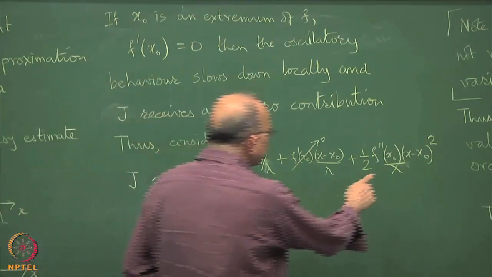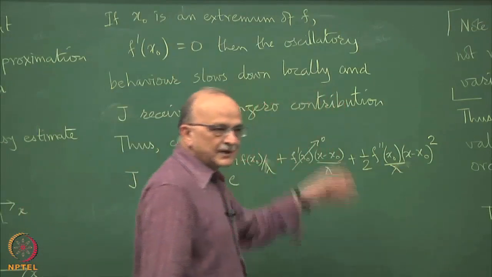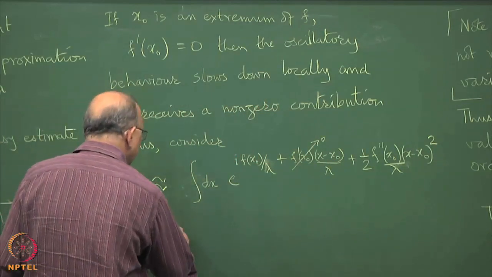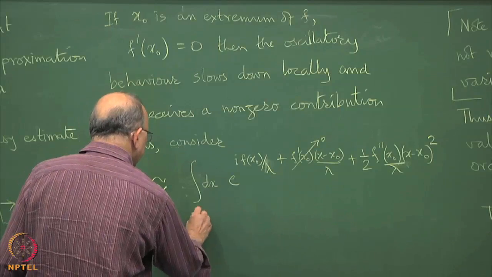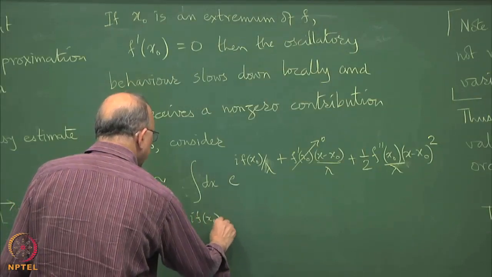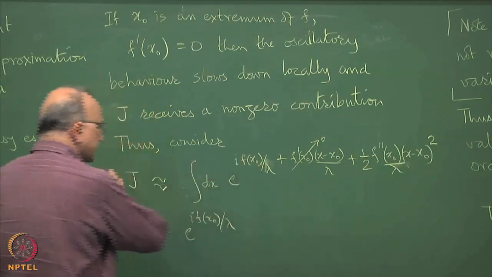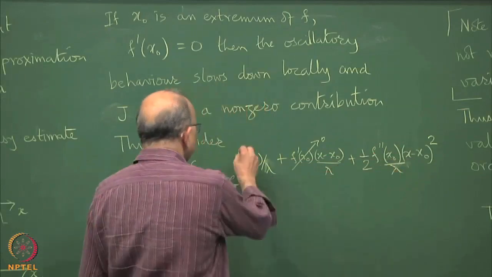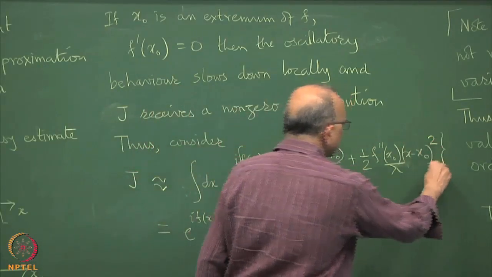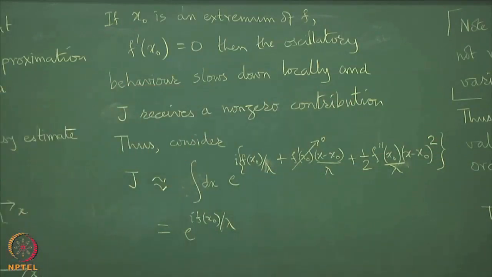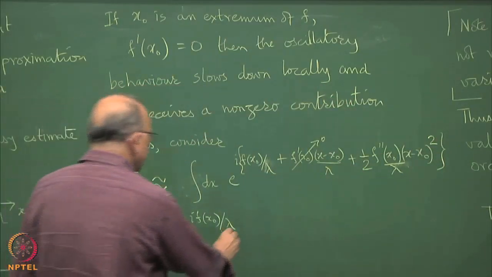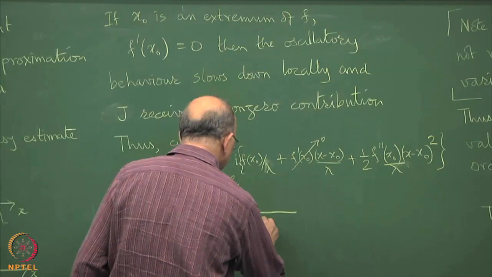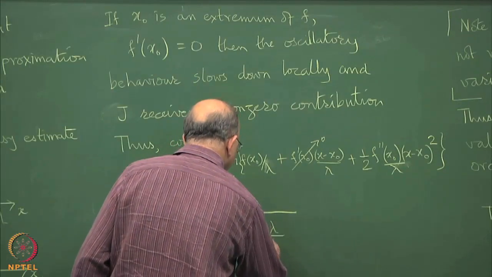And we proudly retain this term because we know how to do fake Gaussian integrals. So all we have to do is that therefore this becomes equal to e raised to i f of x0 over lambda, which comes out, right? It's a constant. What remains is our friend the ill-defined Gaussian integral. So it is just equal to the square root of, you are expert at doing this by now, 2 lambda over i f double prime.